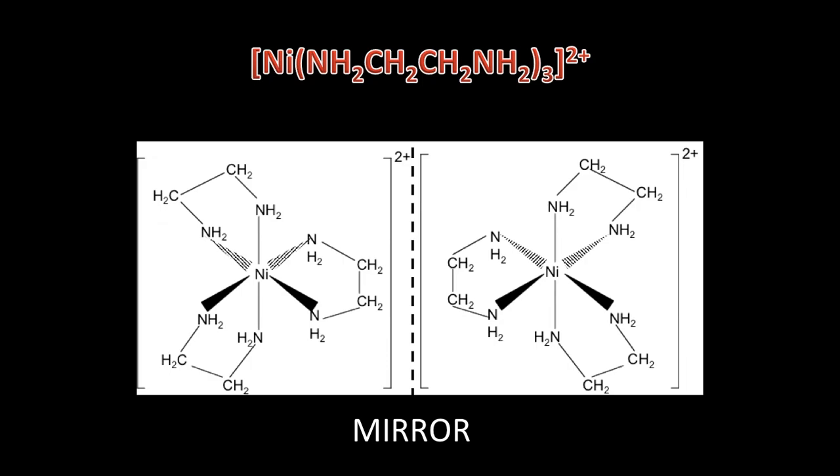This has a coordination number of 6 and is composed of a central transition metal ion with 3 bidentate ligands, ethane-1,2-diamine. When drawing these isomers, you just need to draw one isomer, draw in the mirror line, and then draw the mirror image of it.